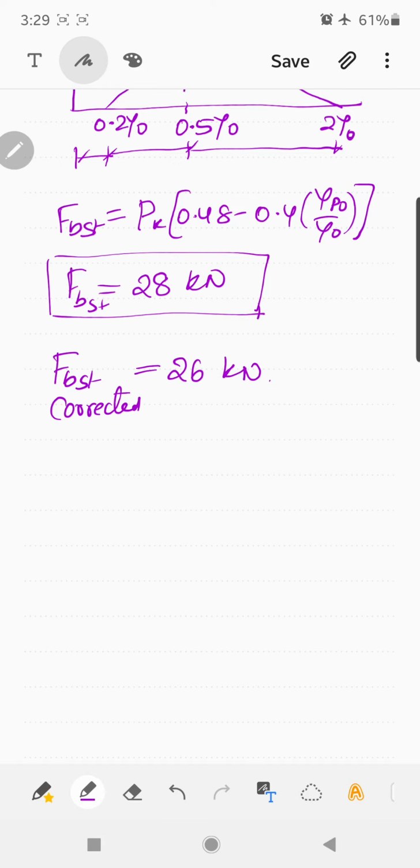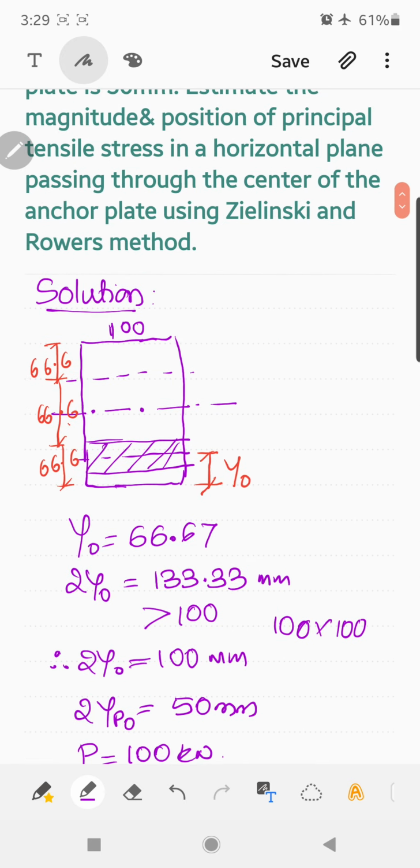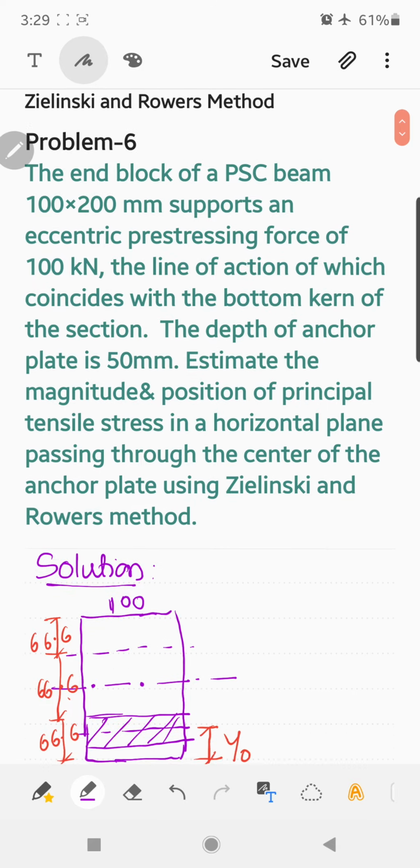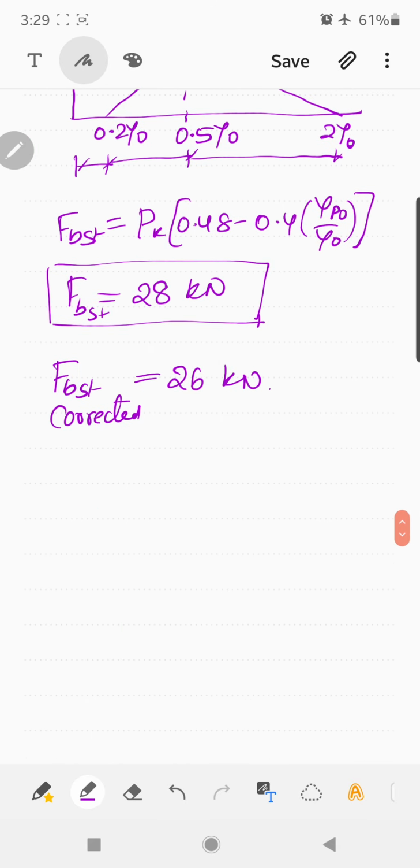Right, you can take M40 grade concrete. So this is how you can design the end block using Zielinski and Rowers method. You can calculate the stress. With this stress, you can calculate the area of steel. If you want the area of steel, AST equals FBST divided by 0.8 Fy. So this is the end of the problem by Zielinski method.